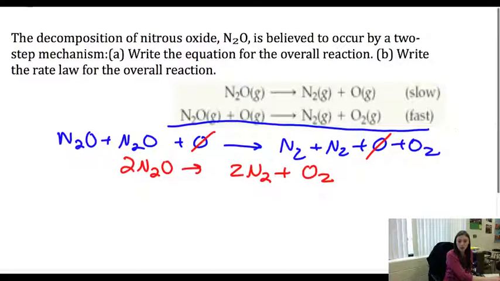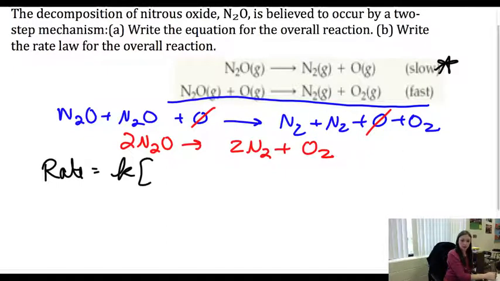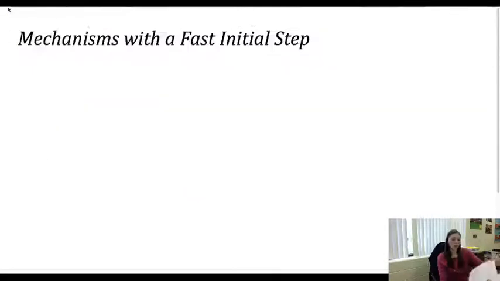Now I'm going to write the rate law for the overall reaction. Well, that is based on my rate determining step, which would be this one right here, the first one. So my rate is equal to K times N2O because it is unimolecular. There's nothing else going on there. It's first order. All right, now mechanisms with a fast initial step are a lot more tricky.